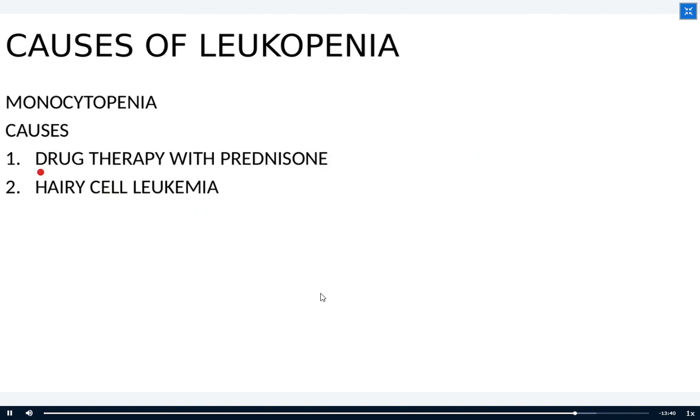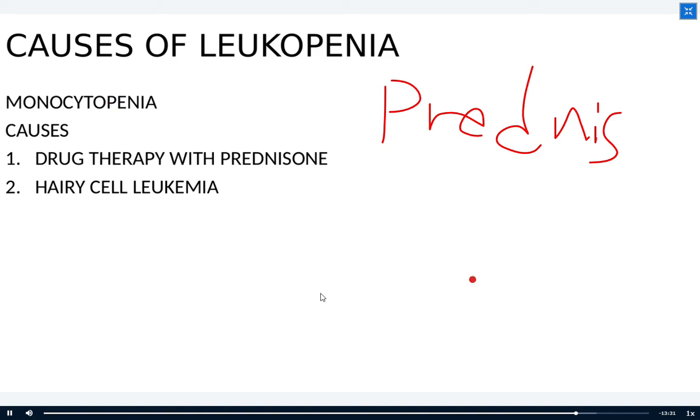Then monocytopenia would be drug therapy with prednisone. Now, your prednisone would inhibit or kill monocytes and can also be seen in hairy cell leukemia, decrease sa hairy cell leukemia.